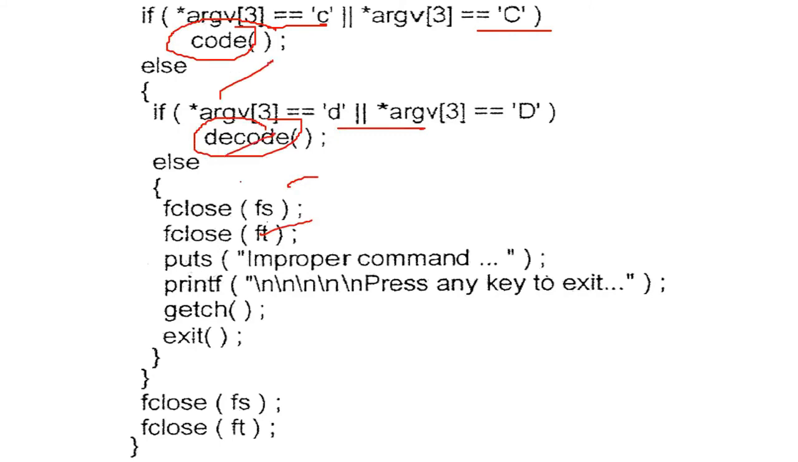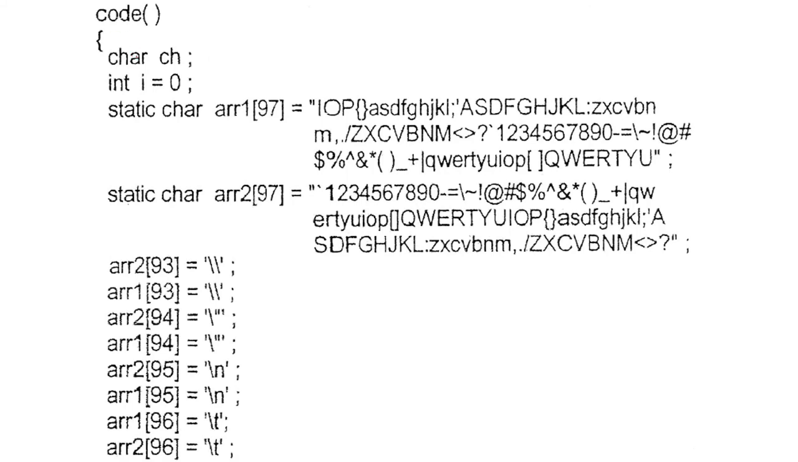So what does this code function do? In this coding, we have to put two arrays. Why? Because we have decided this has to be replaced by this one. Say P has to be replaced by 2, like this.